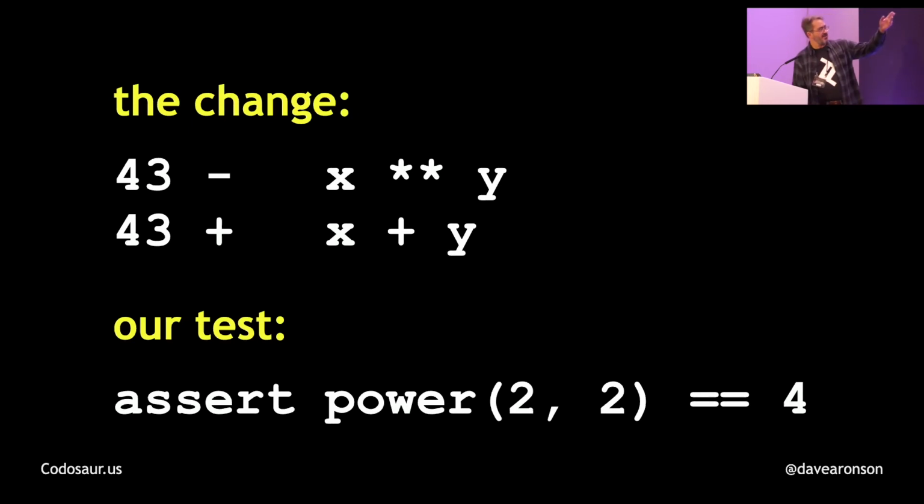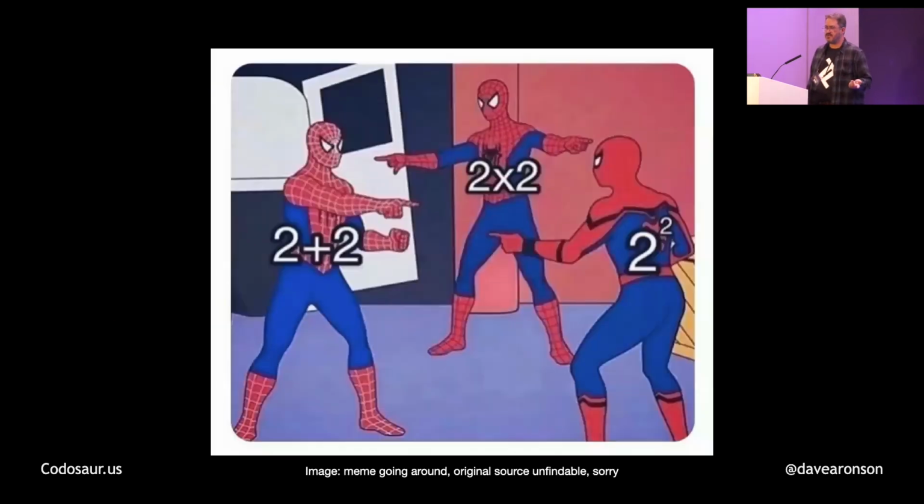Looking at that change together with our so far one and only test makes it much clearer that this one survives because 2 plus 2 equals 2 to the 2, and so does 2 times 2, but he's in the background. We can save him for later.